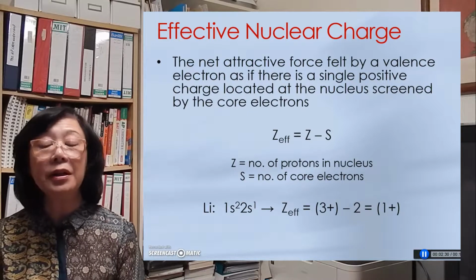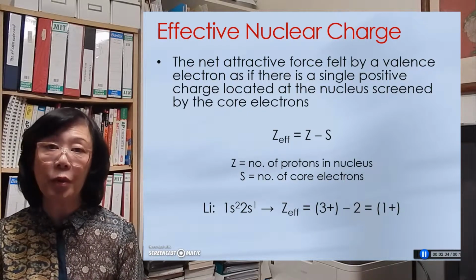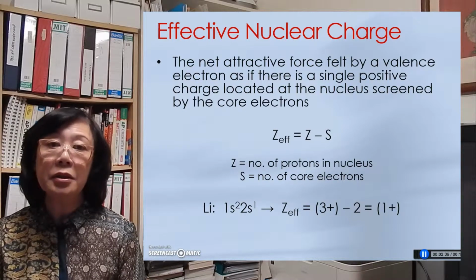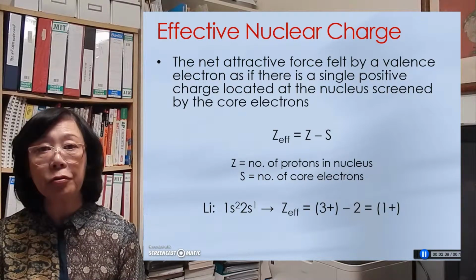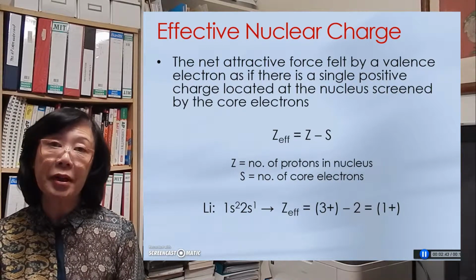Now, how does that work? Let's look at a lithium atom, which has the electron configuration of 1s2, 2s1. So the effective nuclear charge is equal to 3 protons minus 2 core electrons, resulting in +1.